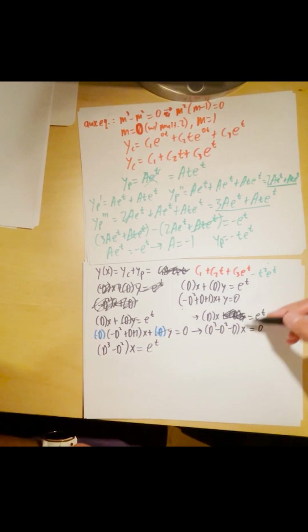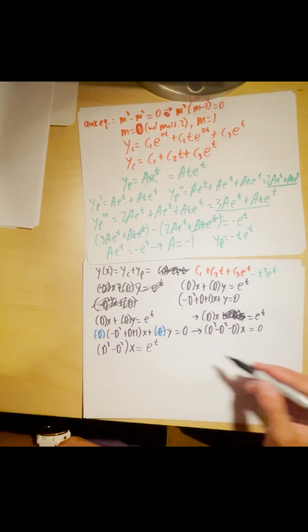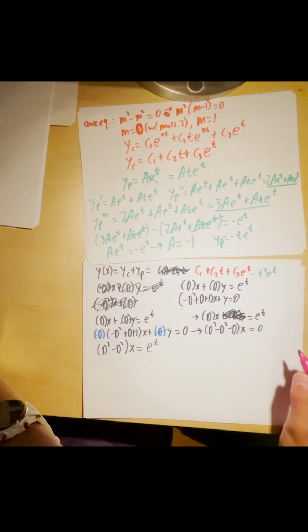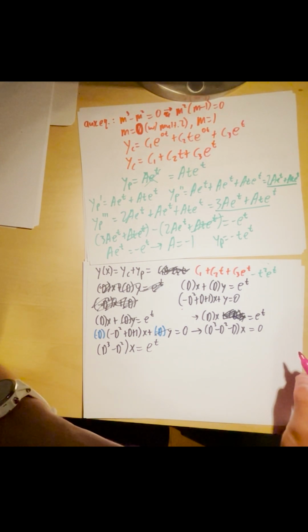Sorry, yeah, these are being added together. So we get an e to the t. It all equals e to the t. Now we've got to find the general solution for x.